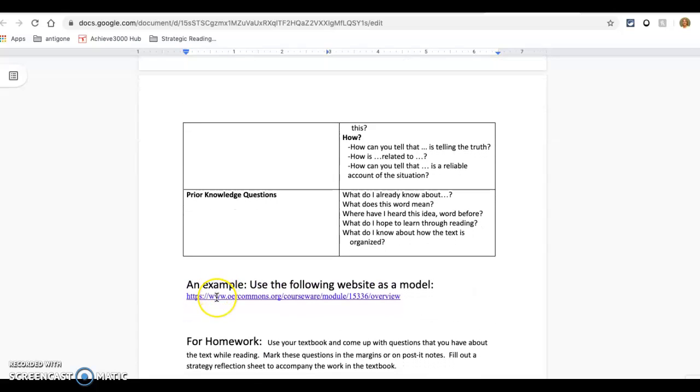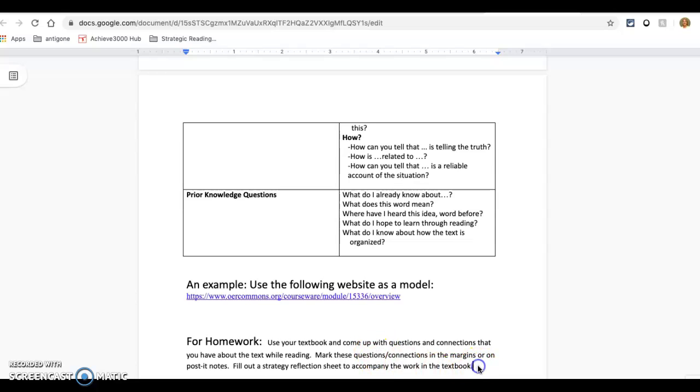All right. When we talk about the example, I'm going to use this as our example to show you both making connections and generating questions. So I'll put both of those strategies together, which is what I want you to do for your homework. And this is part of the homework. Use your textbook to come up with questions, and I'm going to add connections that you have about your text when reading. You're going to mark these questions or connections in the textbook, in the margins or with post-it notes.